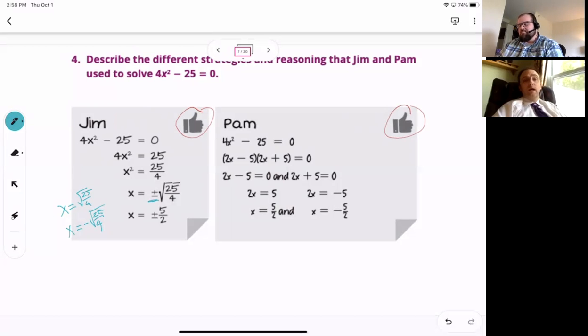That's probably true. And then Pam does the same idea of what we were just talking about. She factors, which again, we're not getting into too much. If you don't believe that she's right, if you multiply that out using double distribution, you'll get the 4x squared minus 25. But then once she factors, she sets each piece equal to 0 and solves.